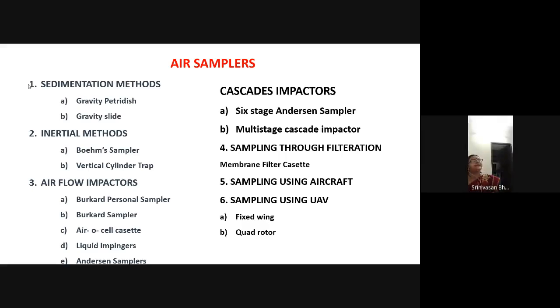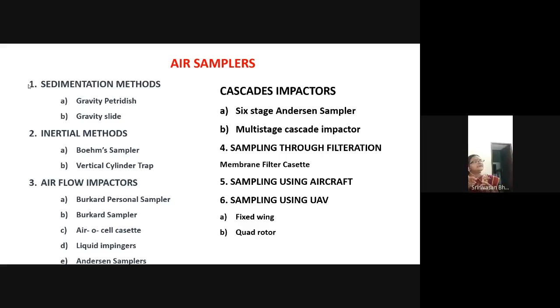Here, the airborne particles which are found in the atmosphere, whether it is bacteria or fungi, get settled onto a sticky surface of a slide or a petri dish due to the gravitational pull. So this comes under the sedimentation methods.